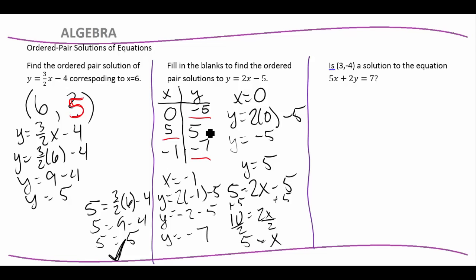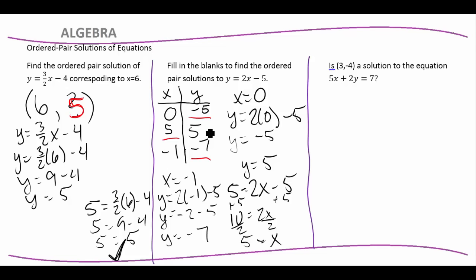You may be wondering, how did I come up with this table? When you have a linear equation, you choose any number you want for x, plug it in, and be able to solve for y. That will give you an ordered pair. So I could have picked any number for x, and I could have gotten an ordered pair solution.